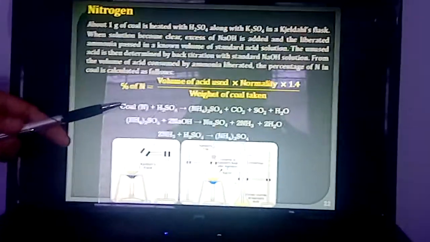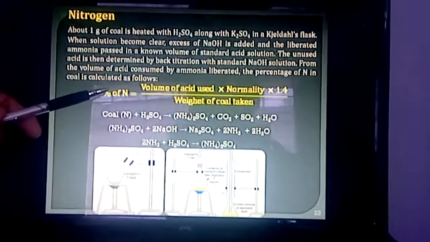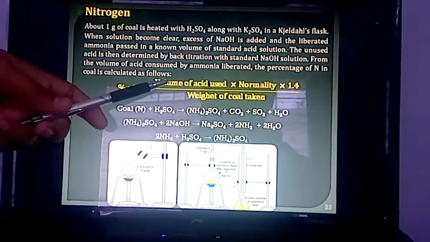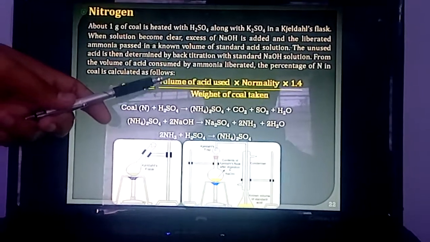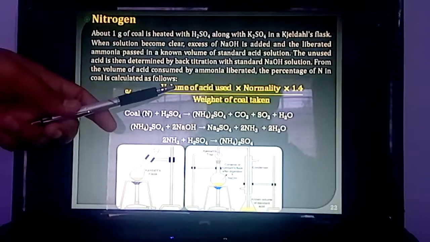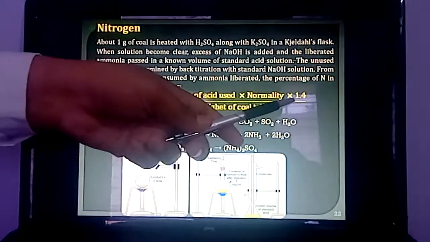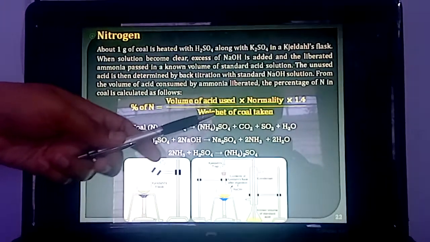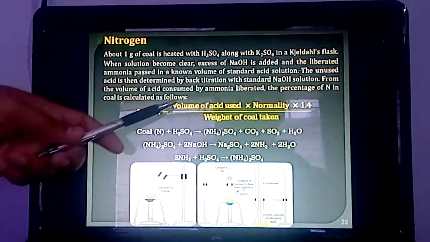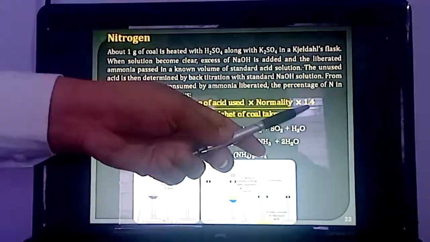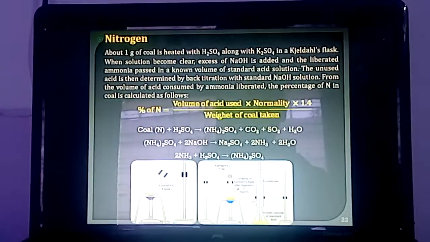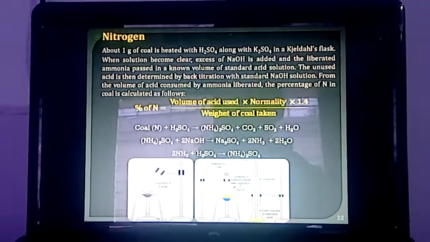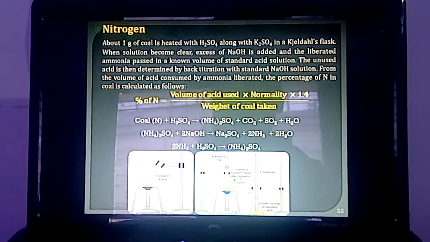See, the calculation is very simple. Percentage of nitrogen is equal to volume of acid consumed. This volume of acid consumed is nothing but your blank titration reading minus back titration reading, into normality into 1.4, divided by weight of coal taken. So in short, this formula becomes V2 minus V1 into normality into 1.4 divided by weight of coal sample, and by using this formula we can determine the percentage of nitrogen present in the coal sample.